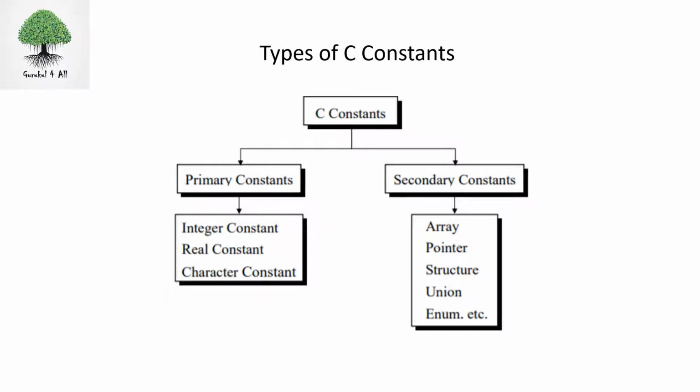Now, first we are going to see the types of constants. C constants are of two types: primary constants and secondary constants. Primary constants, as you can see, are integer constants, real constants and character constants. And secondary constants are array, pointer, structure, union, enum, etc. Now we will see primary constants first, and secondary constants we will be seeing in the later parts of the videos.